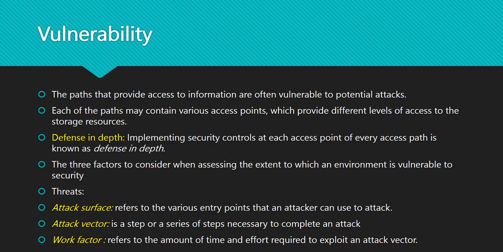Now, the three factors that we consider when assessing the extent to which an environment is vulnerable are the attack surface, attack vector, and the work factor. The attack surface means the various entry points that an attacker can use to exploit an attack. A person can use different hardware components and management software to access the host using different access points. The next one is the attack vector. This includes a series of steps that a person can carry out to complete an attack.